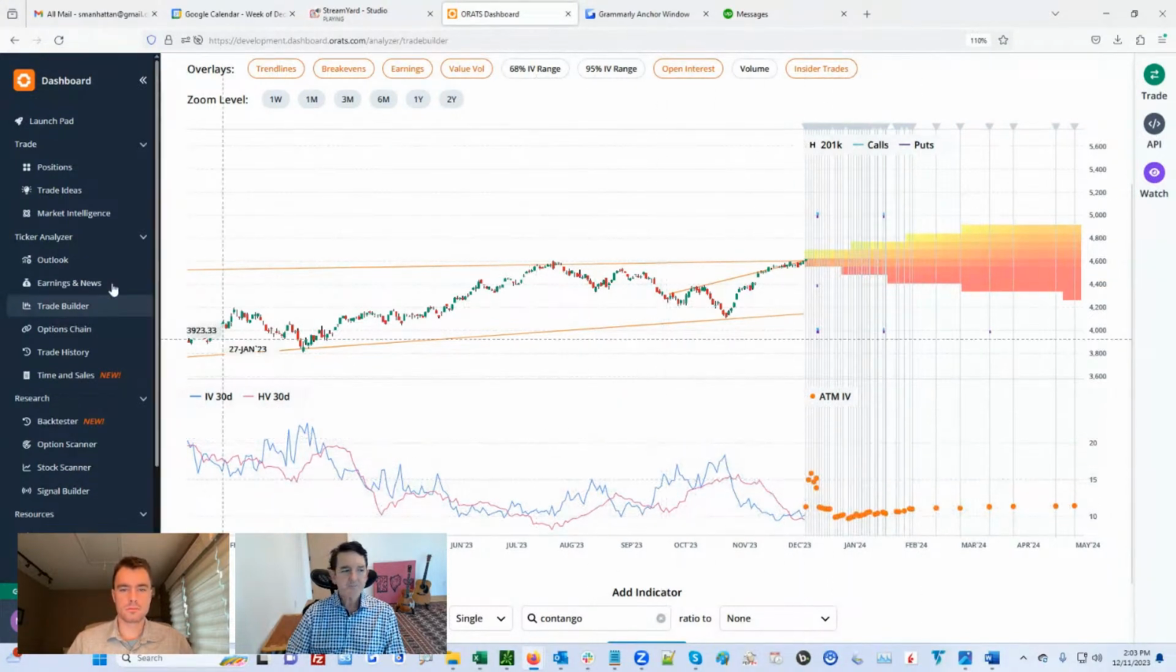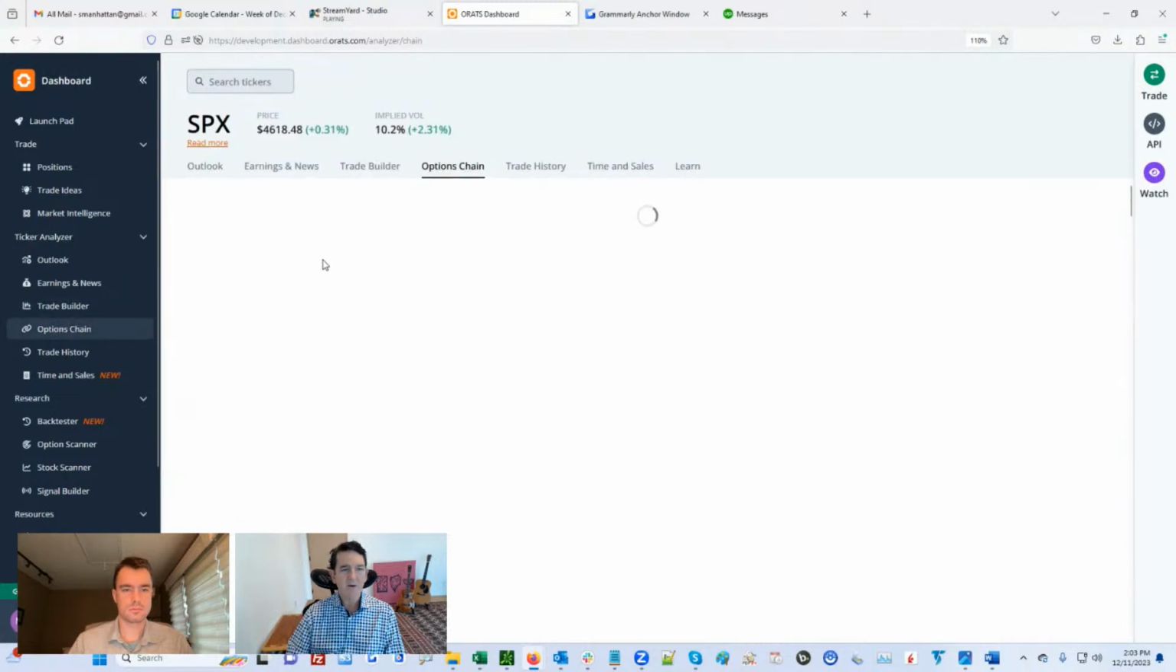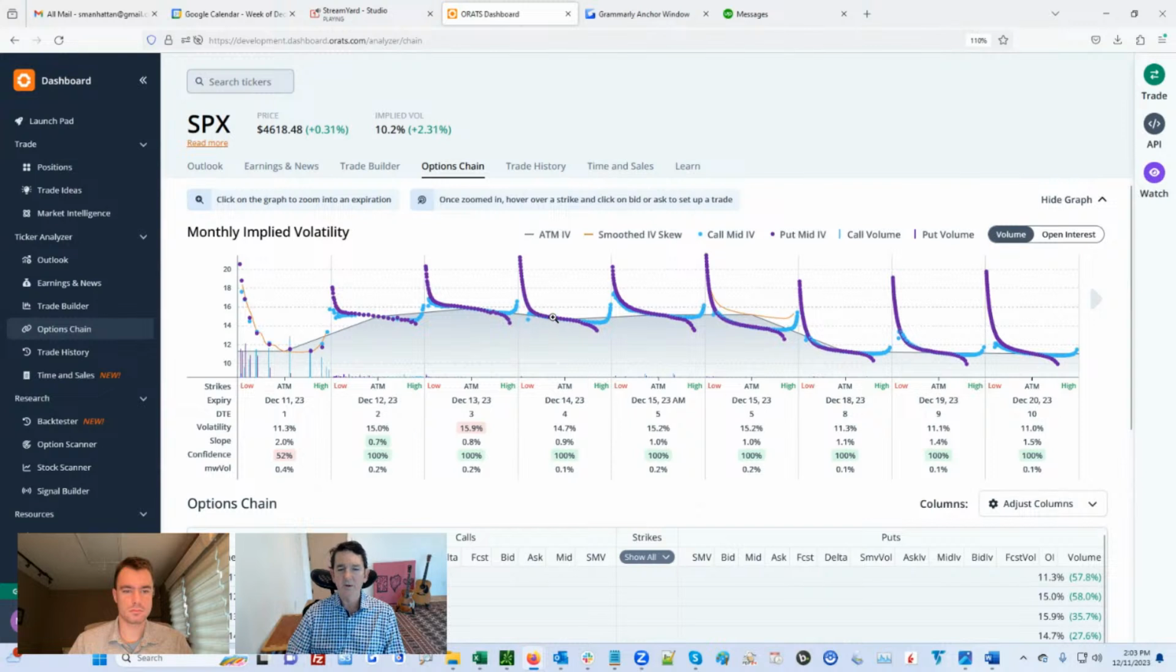And the other thing that we're going to be talking about is skew, or we call it slope, because we take the slope of a tangent line at the 50 delta. So this is implied volatility at each strike for each month. And it kind of looks like a smirk, I'd say, or a snake. And so we measure that slope, and we present it here as slope.